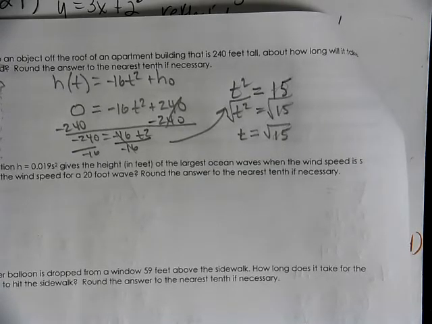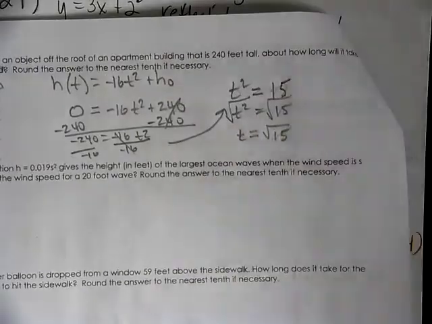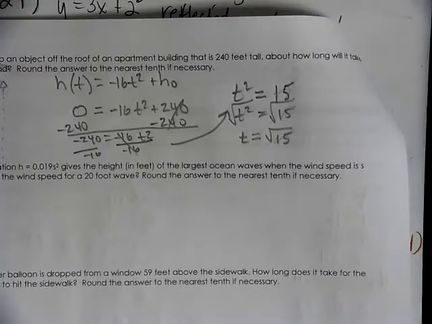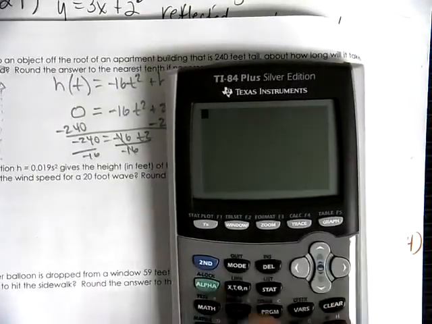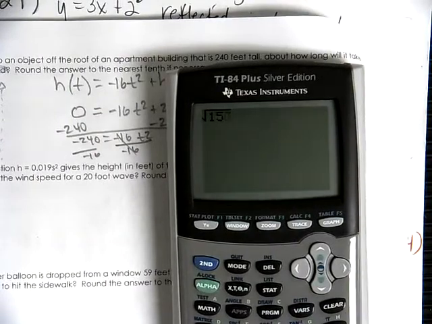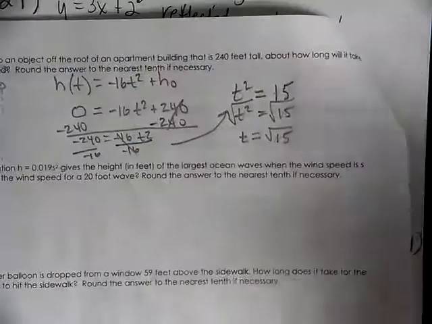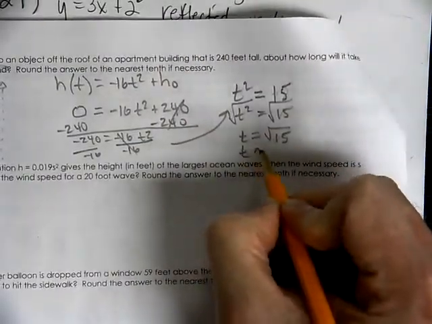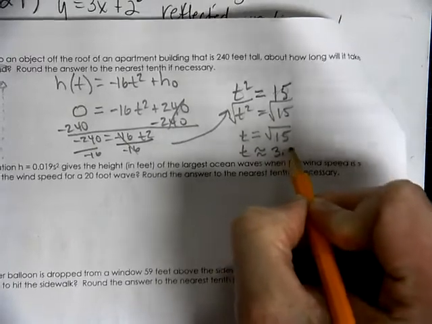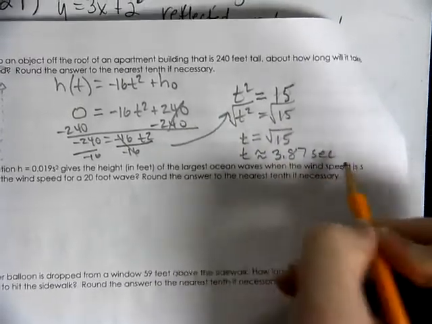On a graph, it's going to exist at negative square root of 15 also. But in reality, we're not talking about where is the item before I drop it. We're only talking about after I drop it. Positive time. And if you use your calculator, we do the square root of 15, and we're getting 3.87. So t is approximately 3.87 seconds.